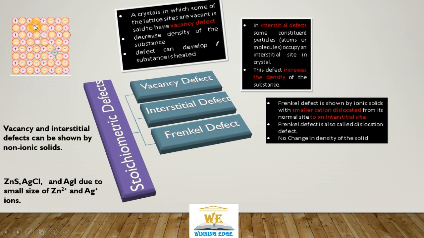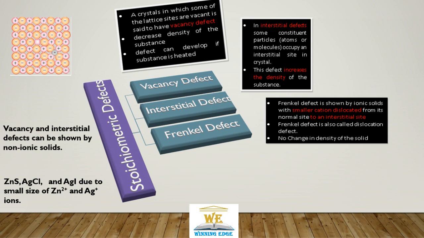These defects are shown by ionic compounds having a significantly smaller cation compared to the anion. So zinc sulfide, silver chloride and silver iodide, because of the small size of their cations, show the Frenkel defect.